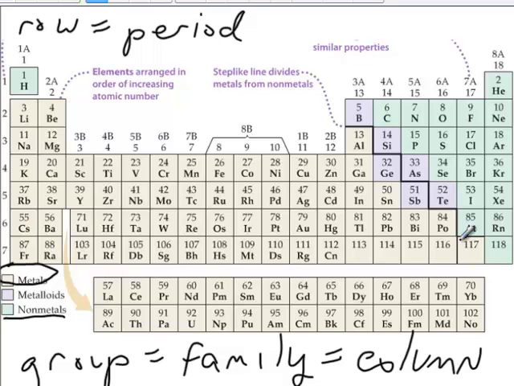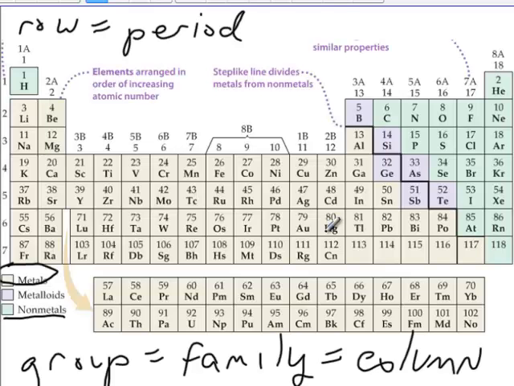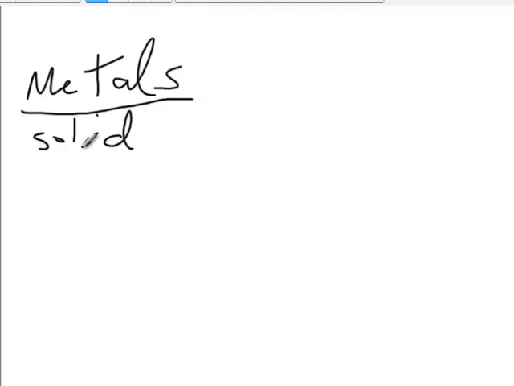Now let's talk properties. Metals are, for the most part, solid. There is, in fact, only one non-solid among the metals, and that is mercury. This guy right there, that's a liquid at room temperature. But everything else among the metals is a solid under normal conditions, room temperature, room pressure.